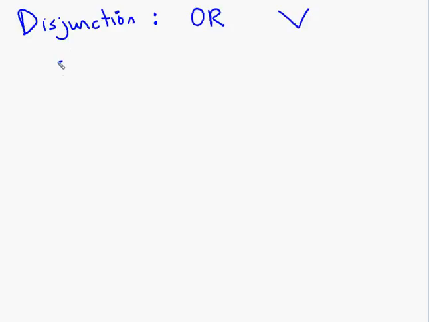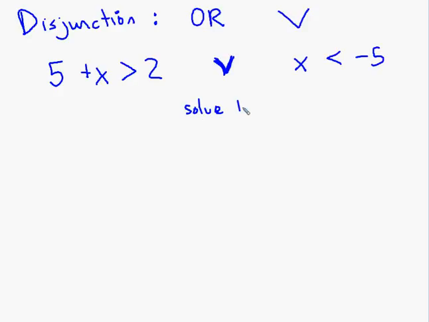All right, let's say I have something like this. 5 plus x is greater than 2, or x is less than -5. So I'm going to solve both, just like with conjunctions, except with a conjunction I could do it all at once. So on this one on the left, I'm going to subtract 5. You with me? Where do we draw a wall?